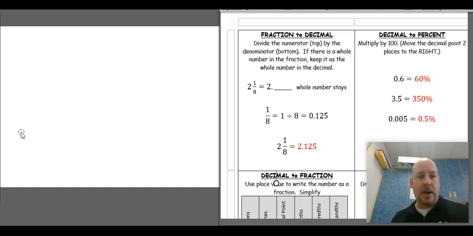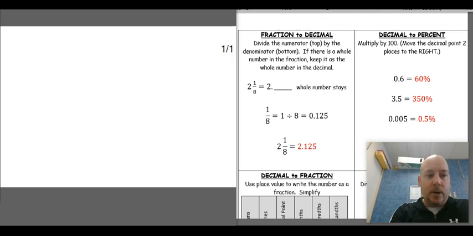Like my example there, I've got 2 1/8. 2 1/8 is going to be 2 point something. The whole number stays. We don't turn that into 17/8. Just keep the whole number. Then 1/8, we just want to do 1 divided by 8 to get 0.125. So 2 1/8 would be 2.125. I'm going to look at one other example here.